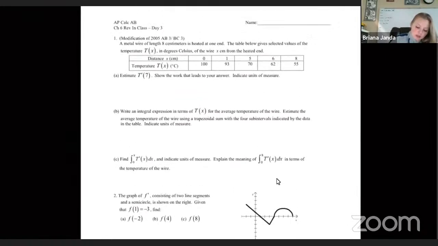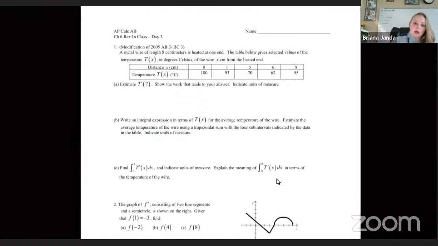Day 3, warm up. The first question asks us to estimate, and again, it's very important that we pay attention to what function they're asking for. On this one, they're asking us to estimate the derivative, but the function we know is T of x, and they're asking us to estimate T prime of x from a table of data. This takes us back to first semester.